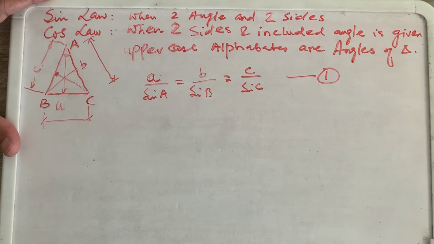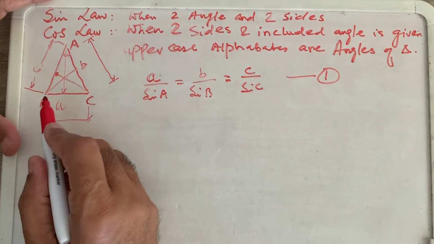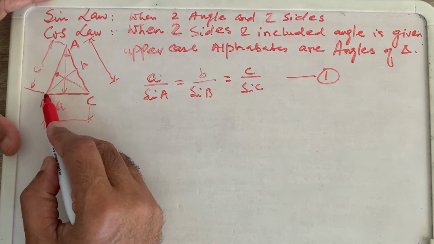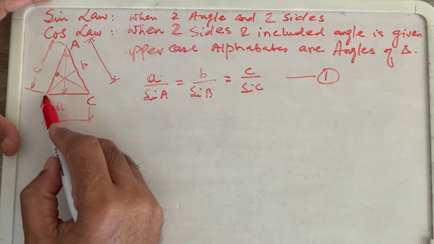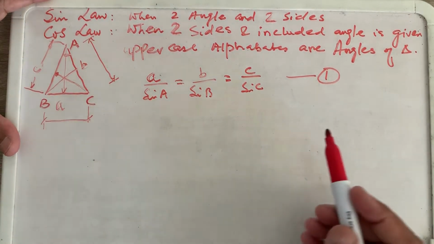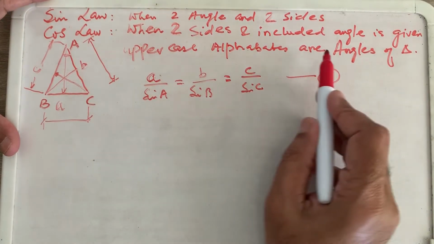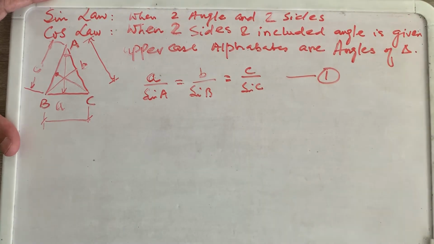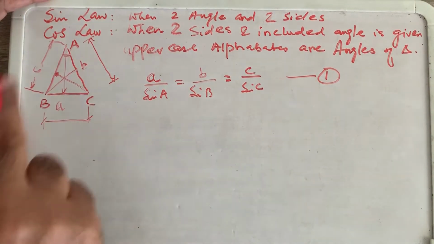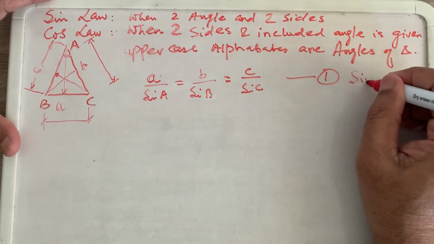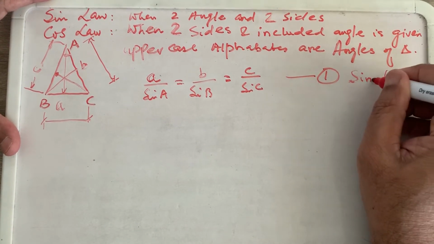So a over sine A is equal to b over sine B. What is b? b is the side length opposite angle B. So you take the ratio b over sine B, or c over sine C, right? This a, b, c on the top are small, lowercase alphabets. So uppercase alphabets are the angles of the triangle, and lowercase alphabets are the side lengths of the triangle. In the same triangle we can have the cosine law. So this is called sine law.